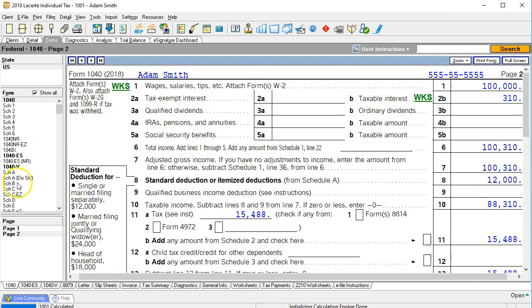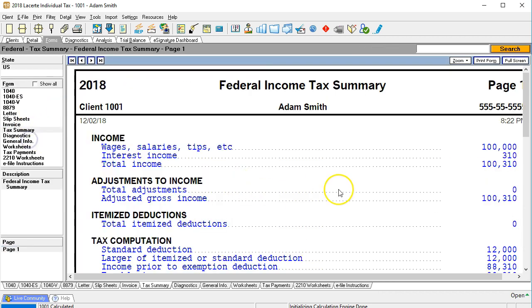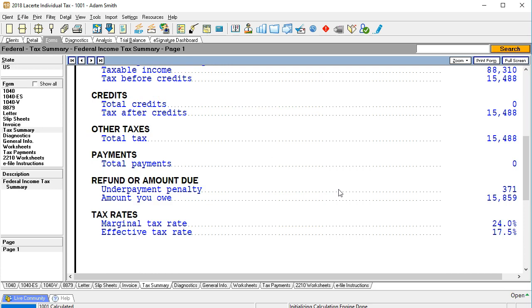If we go to Schedule B, we could see that we could fill out, of course, the form, but it's not something that is necessary to include as part of the return in this situation. Doesn't hurt for more detail, but it's not a requirement. If we then take a look at the tax summary, scrolling down, the marginal tax rate is 24 and the effective tax rate, or average, is 17.50.